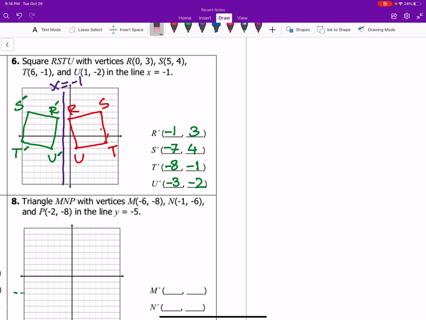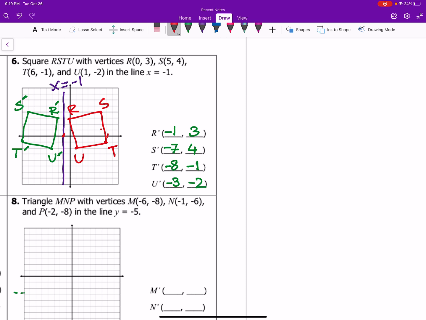So let's plug in and graph this square RSTU in red. I've plotted that. RSTU is our pre-image, and it should be reflected through the line x equals negative 1. You can see this violet line is exactly where x is negative 1, so I have drawn the line x equals negative 1. Through this line, it will be reflected.